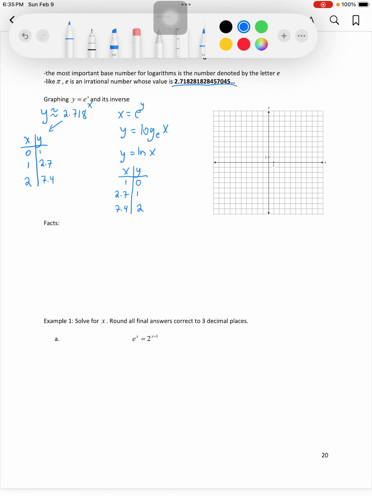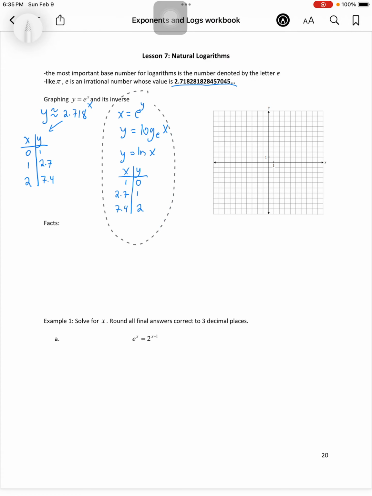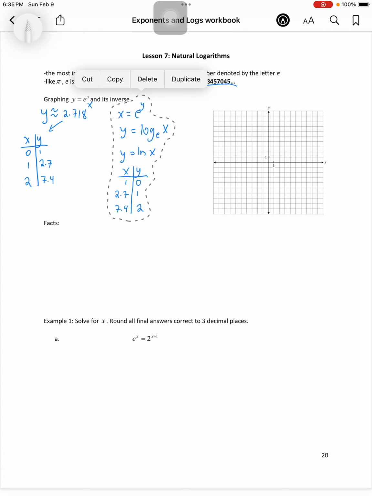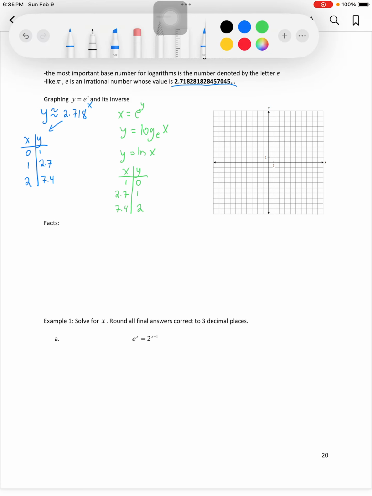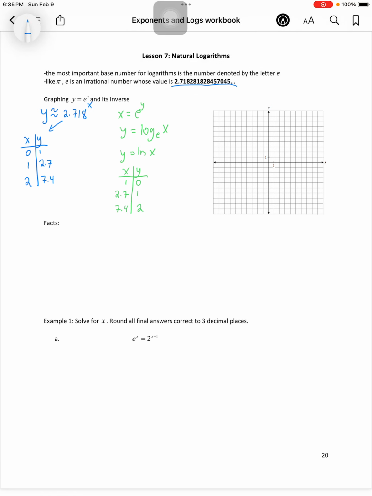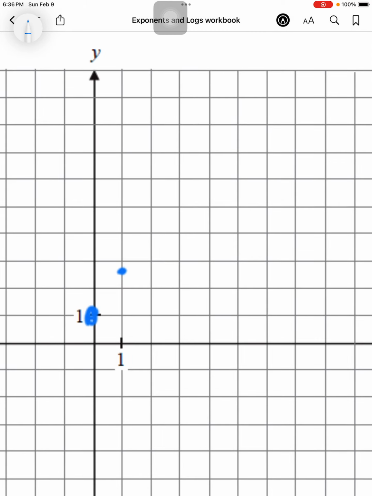I'm just going to change the color of this right side here, just so when I graph it, it's easier to see for you guys. Alright, so here I'm going to graph this first one. When x is 0, y is going to be 1. When it's at 1, it's at 2.7, so 1, 2, not quite at 3. And then at 2, it's at 7.4.